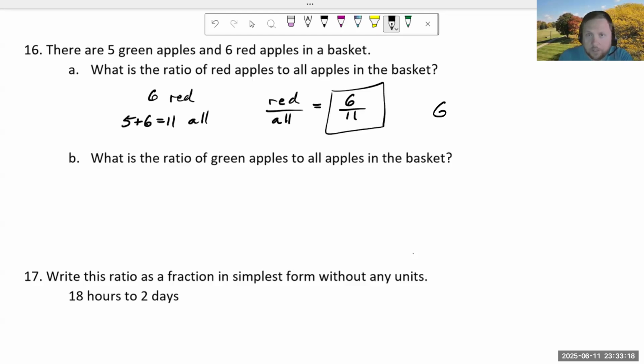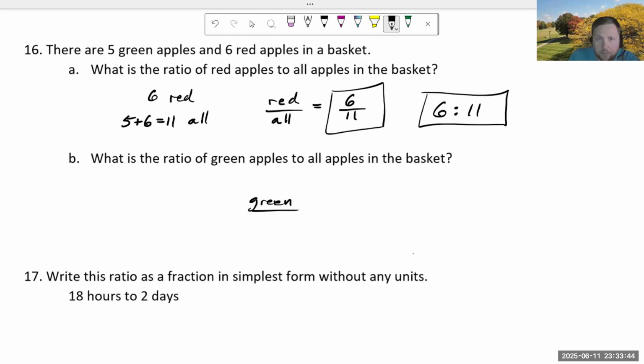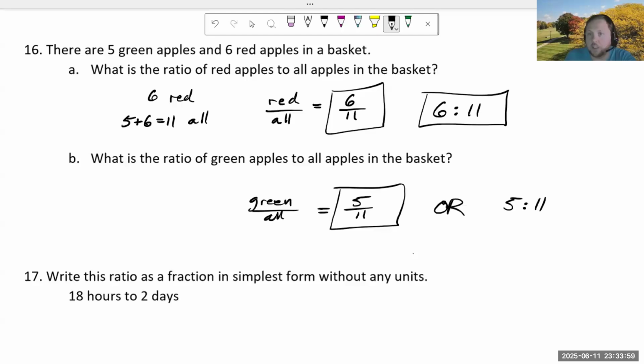Okay. Or 6 to 11, depending on how you might be asked for it. Either one of those would be correct unless I'm asked for it in a fraction, or, say, using a colon or whatever. What is the ratio of green apples to all apples in the basket? So it was 5 green, so green to all, that's going to be 5/11. Or, and you don't have to put both unless it is specifically asking for it, with a colon it would look like 5:11.